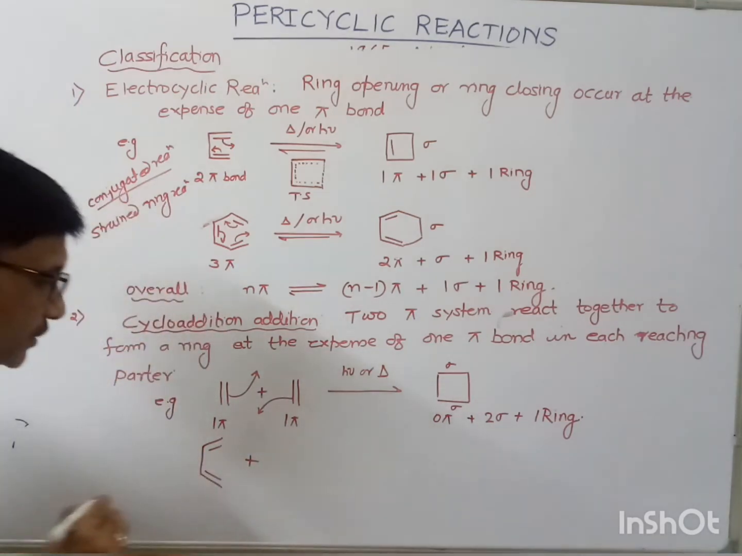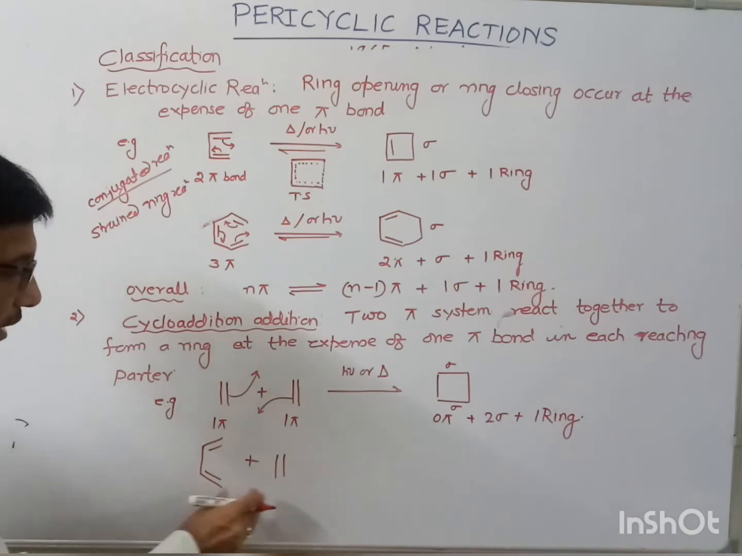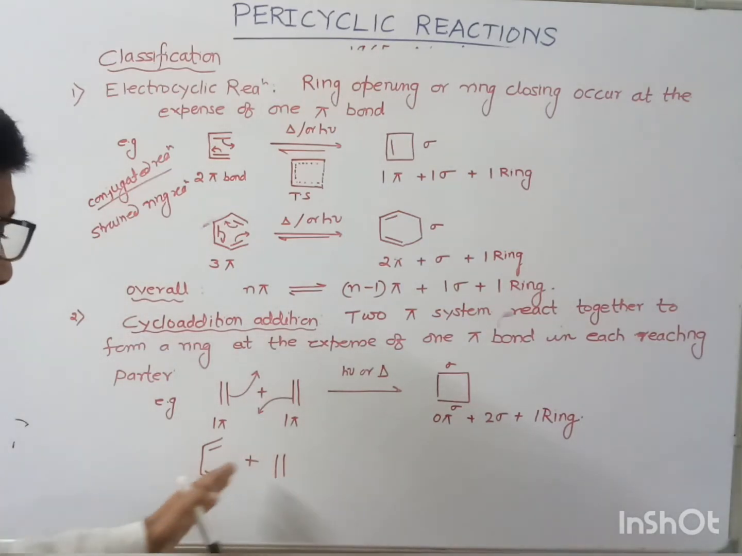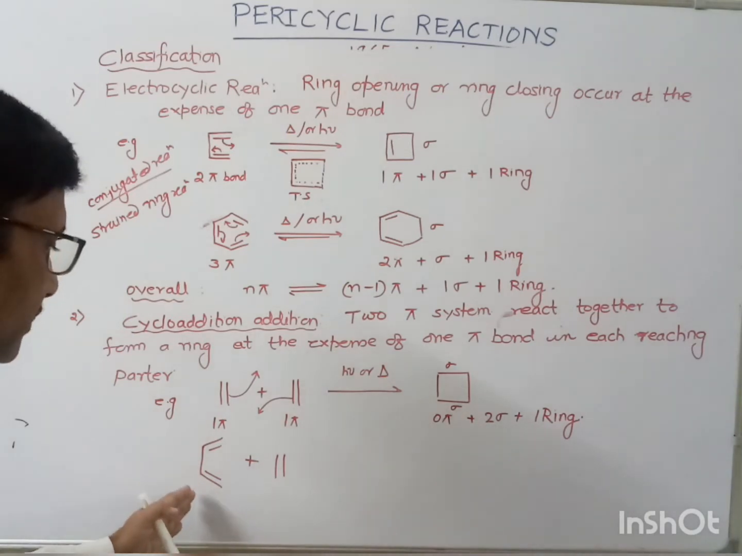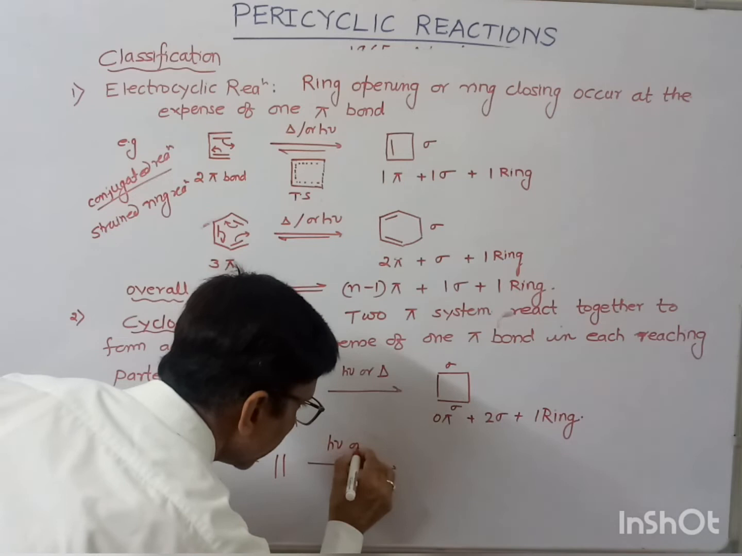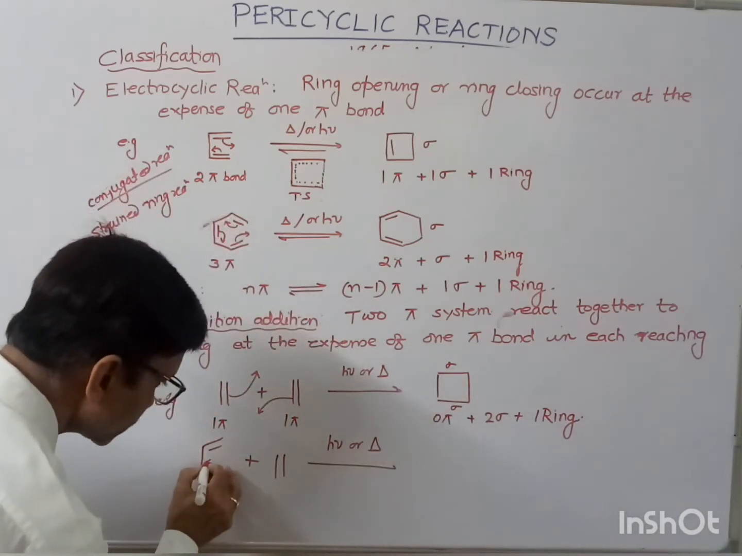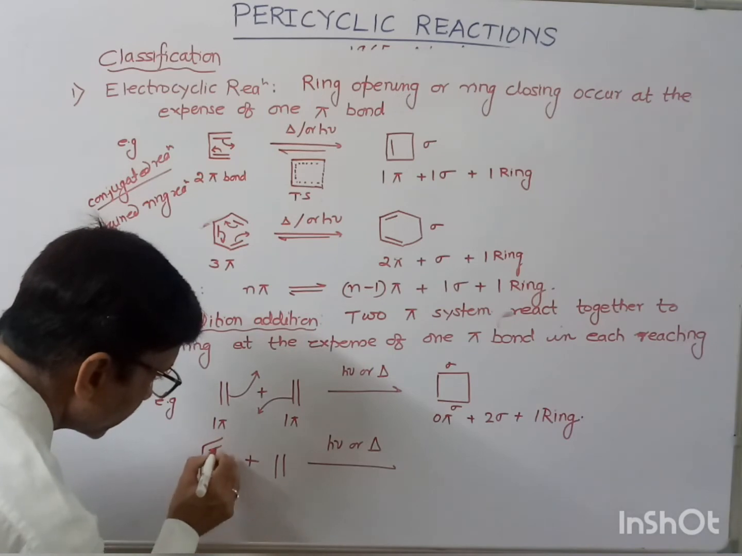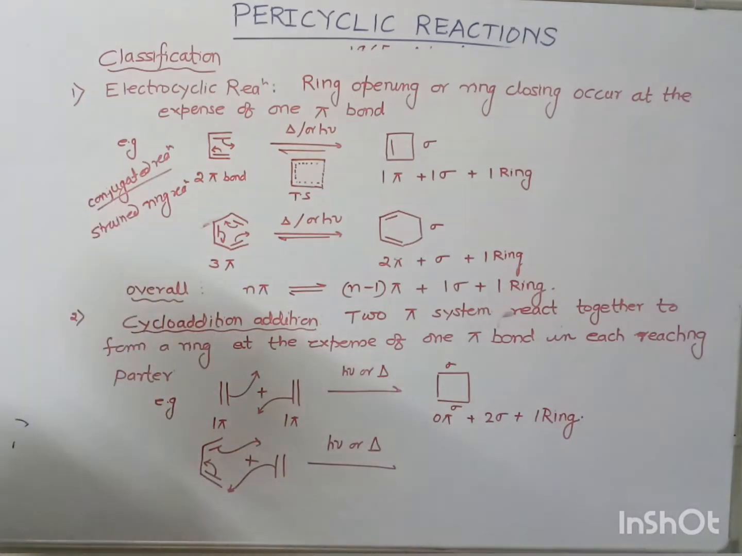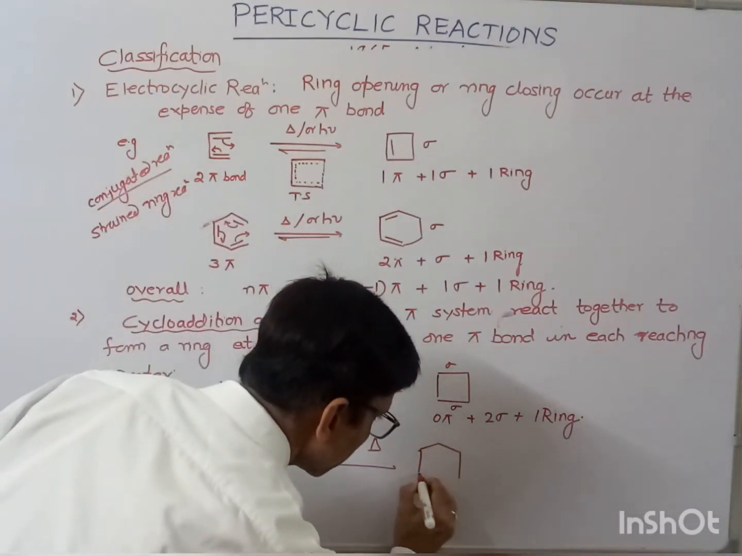this pi system, and another pi system. This is one of the diene, and this is the dienophile, like a Diels-Alder reaction. So this, in presence of heat and light, a cyclic shift of electrons will start. This moving here, then these electrons will go over here, and you will get the product.